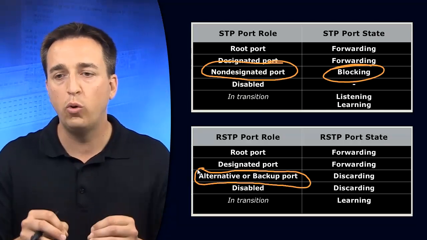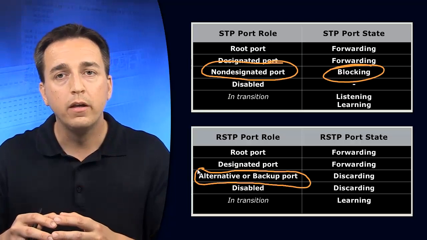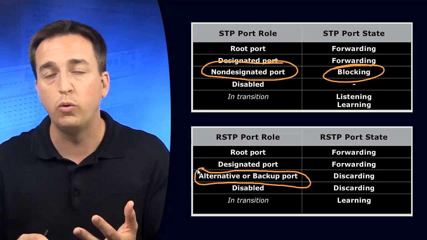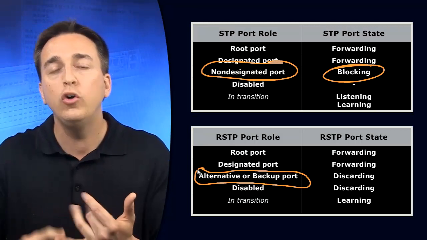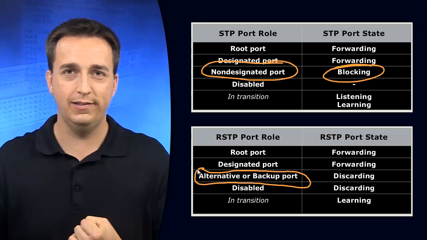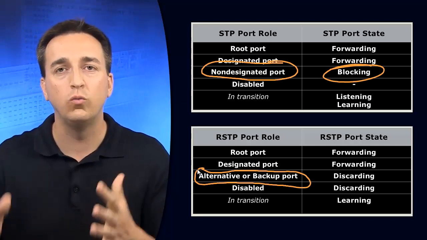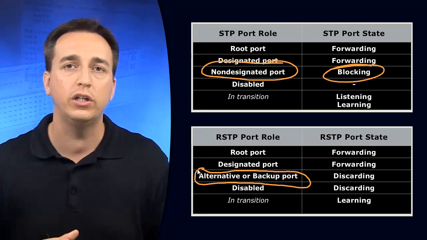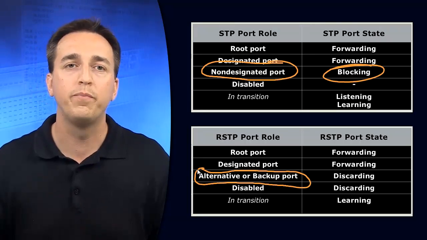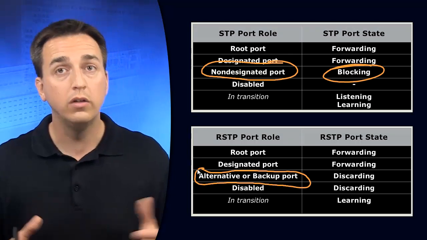The alternative port is the port on the non-root bridge that is currently not the root port or a designated port. However, it could become the root port if the current root port fails, goes away, or there's an issue. It can quickly transition into the root port and go forwarding. That's what makes rapid spanning tree protocol quicker.